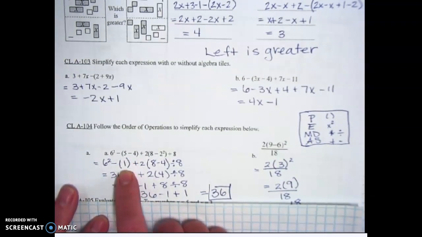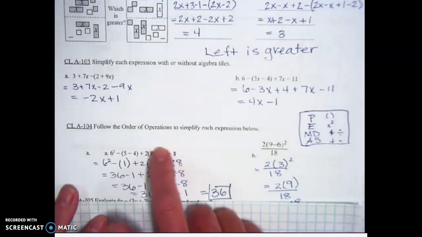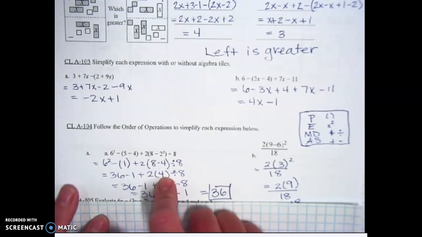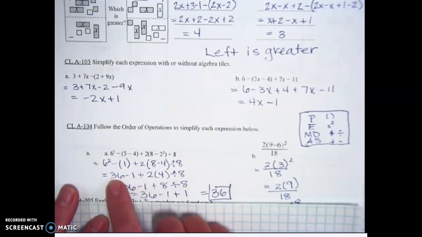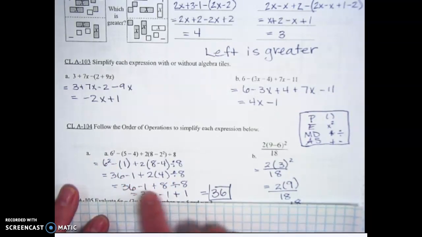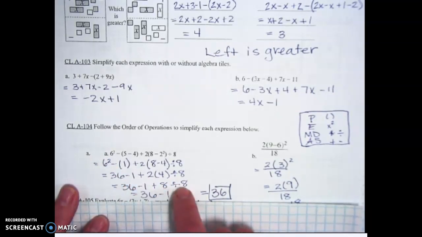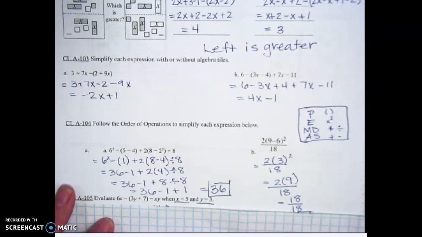5 minus 4 is 1. And within this parentheses, I did the exponent first, which is 2 squared, which is 4. 8 minus 4 is 4. 2 times 4 is 8. I squared the 6, got 36. Then I had some division first to do, so 8 divided by 8 is 1. So 36 minus 1 plus 1 is 36.